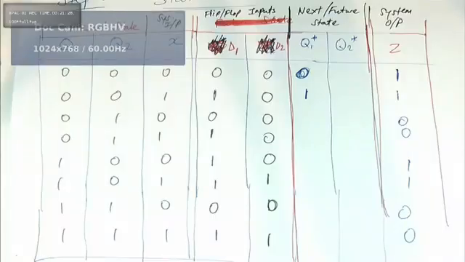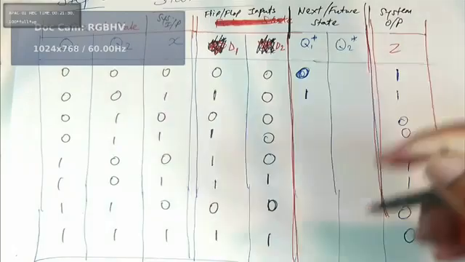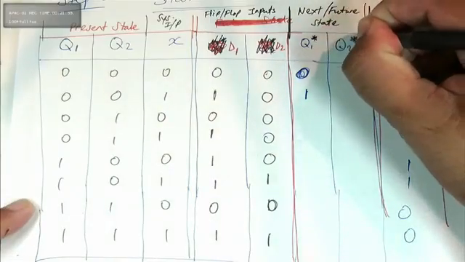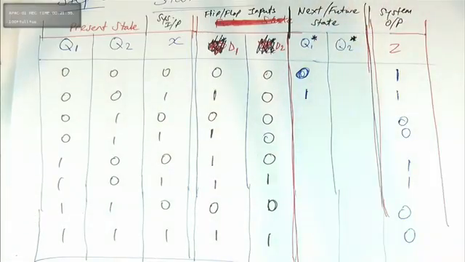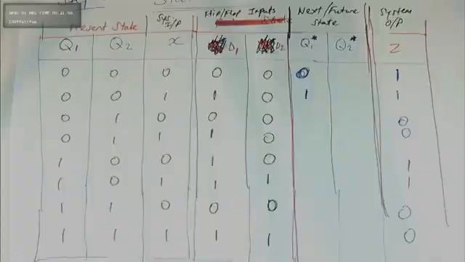We are left with the last two guys. The Q1 star and Q2 star. Or you can say Qn plus 1 of 1 and Qn plus 1 of 2. Remember we used to say n plus 1, which means next state. Or n plus 1 is same as star. Alright? Everyone happy with that? So what do we do here? We go to the characteristic table. For which flip-flop? So let me show you the characteristic table.